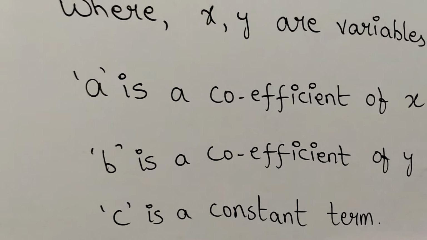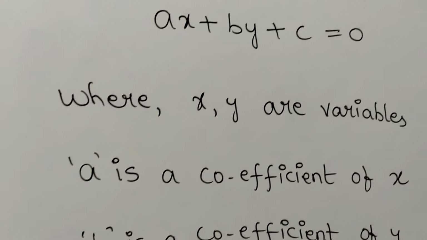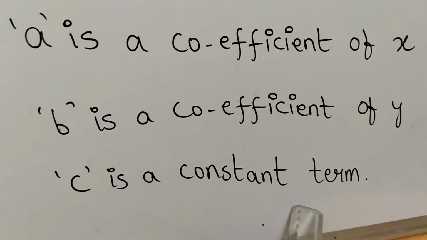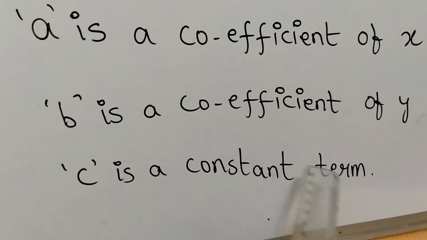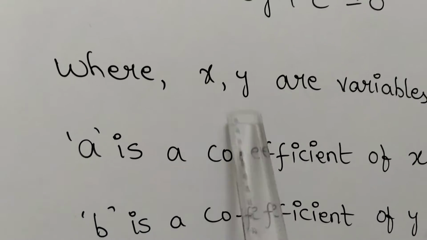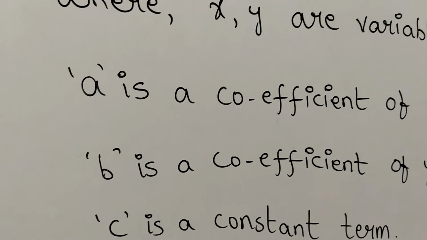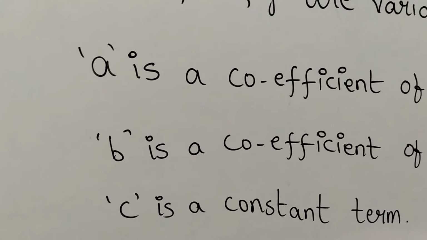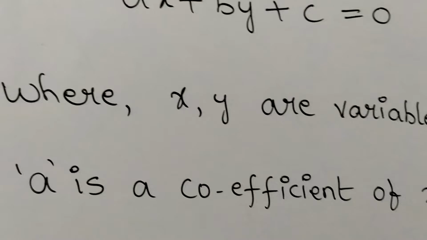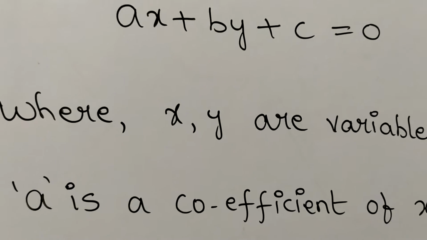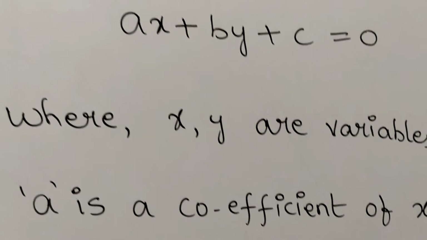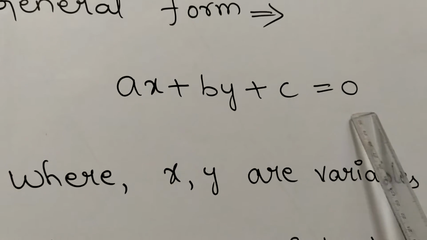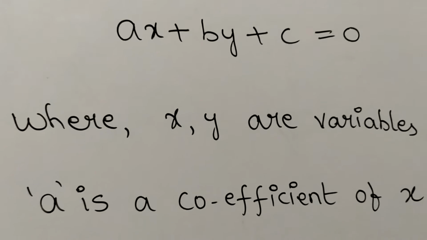And lastly here we have one term, that is c. This c is known as, student, constant term. Remember this c is known as constant term. X comma y are variables, a, b, c are here, a and b are coefficients, and c is constant. This a, b, c can be any numbers, but variables are constant here. So wherever you write the equation of linear equation in two variables in the form of ax plus by plus c equals to 0. Let us discuss the exercise problems.